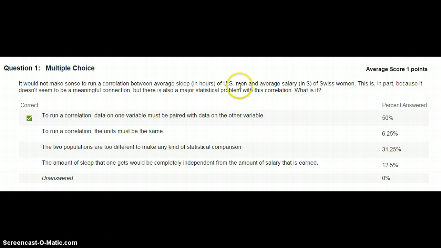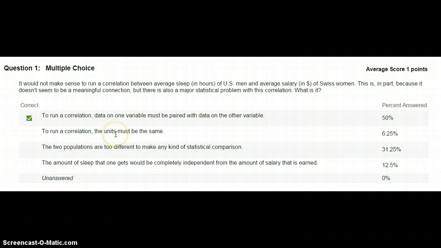Whereas here, say we have 100 US men and maybe 200 US women, there's no clear way how we're going to pair each man with a woman, and in that case, if we have different numbers, we couldn't even pair them. So we have to be able to pair the data with each other.